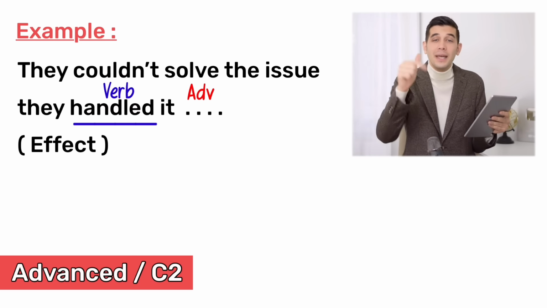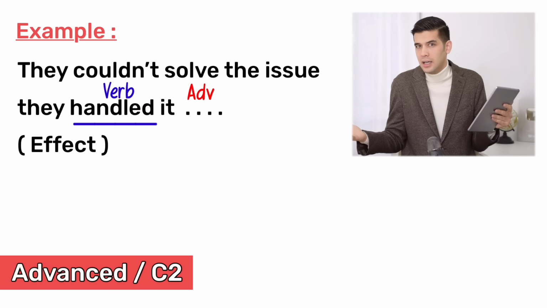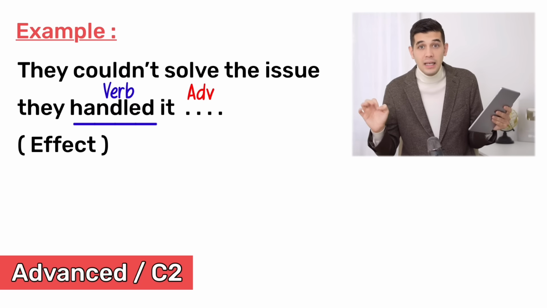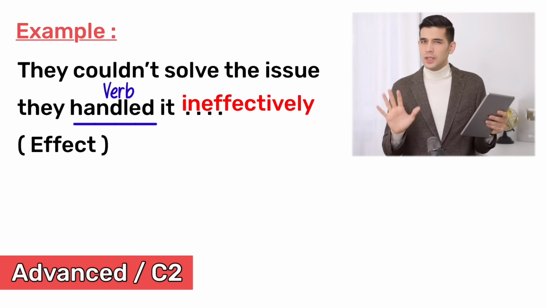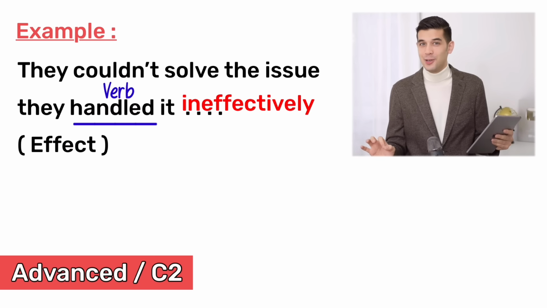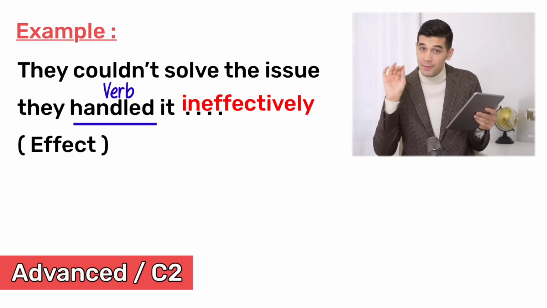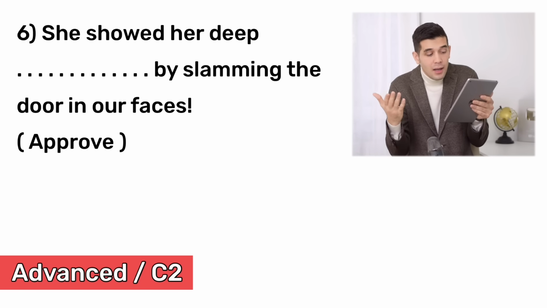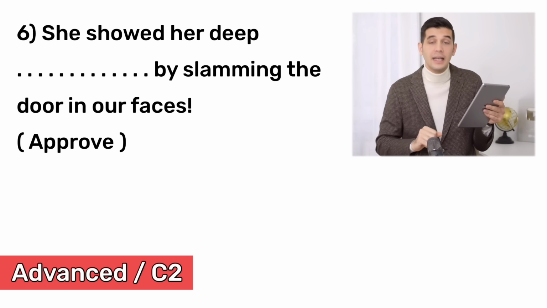Why? Look at the beginning of the sentence. They couldn't solve it. If they couldn't solve it, then it couldn't have been effective, right? What is the negative of effectively? Ineffectively. That is the correct answer. That was an example of use of English. Now let's get to question 6, the first question of C2. She showed her deep by slamming the door in our faces. And the word is approve.